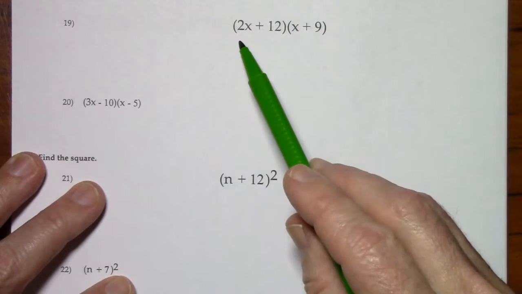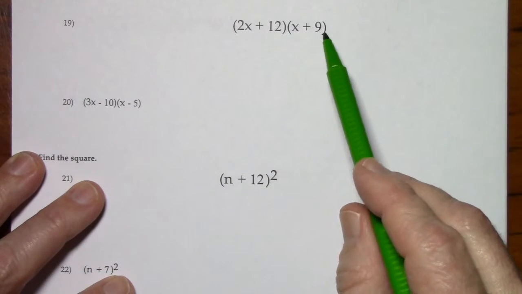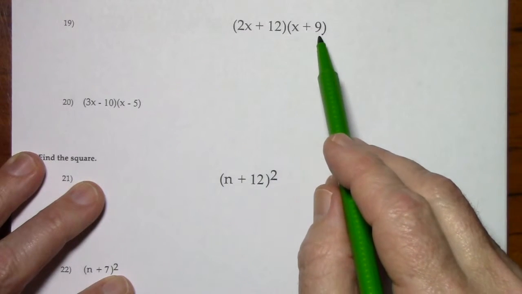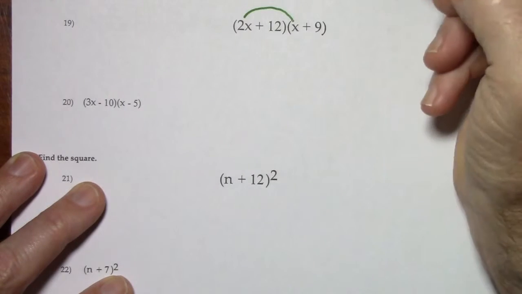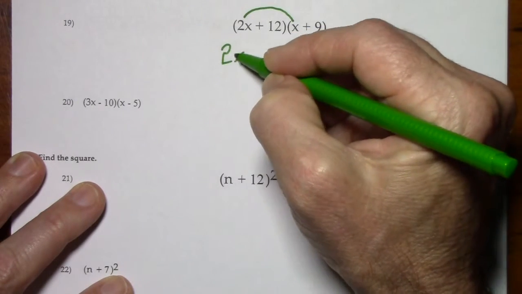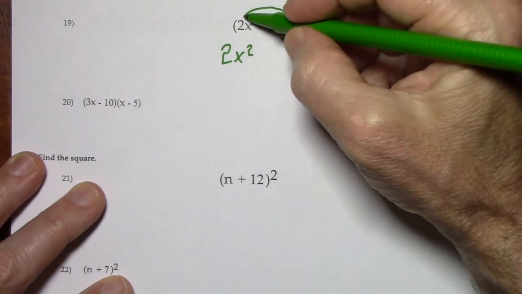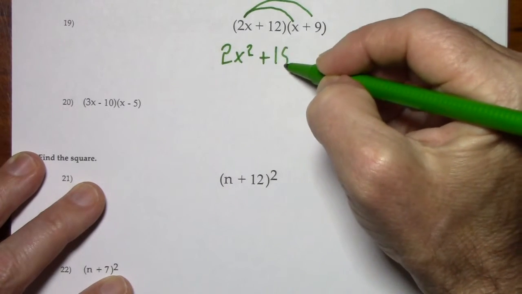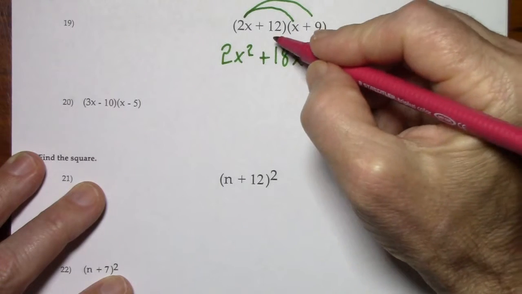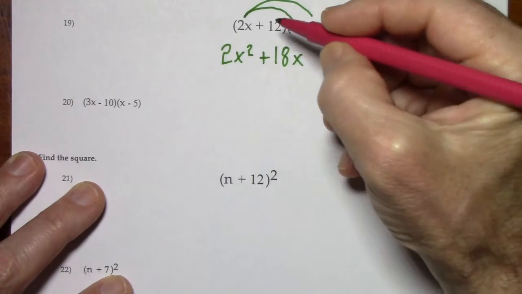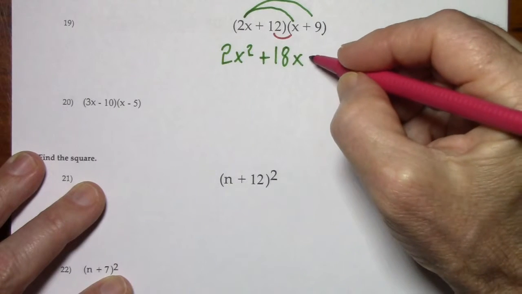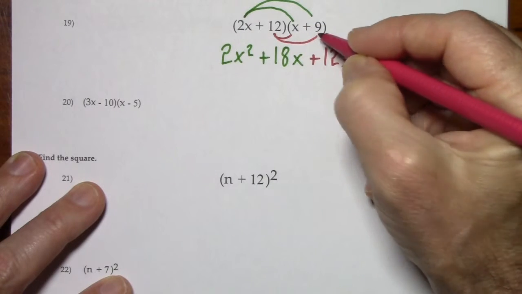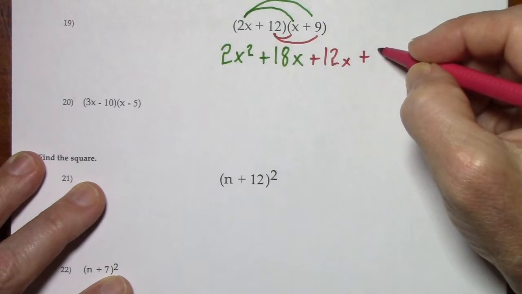For this problem, we have two terms in front of the parentheses. So each term here is going to have to multiply each term here. 2x times x gives us 2x squared. 2x times this positive 9 gives us positive 18x. And then this 12 has to multiply each term. So 12 times x is 12x, and 12 times 9, positive 108.